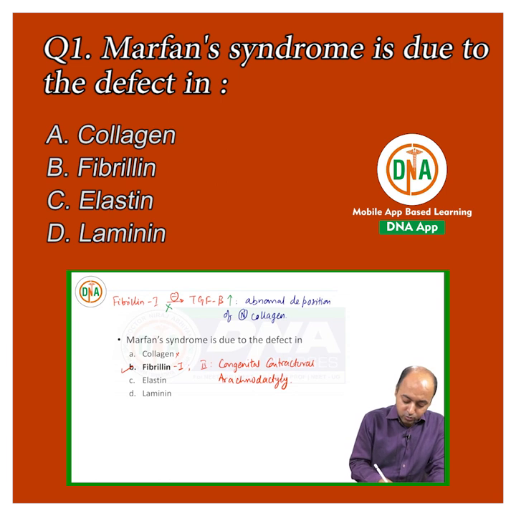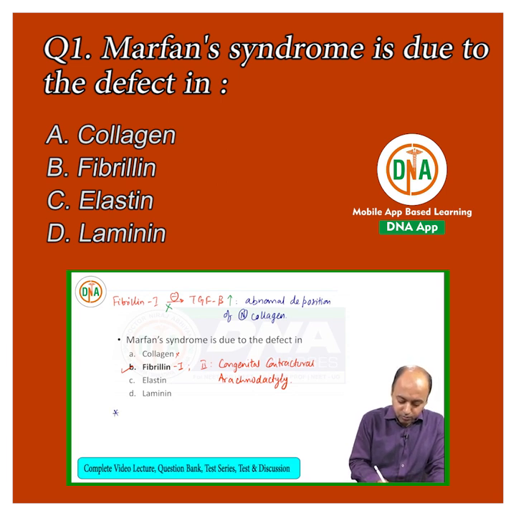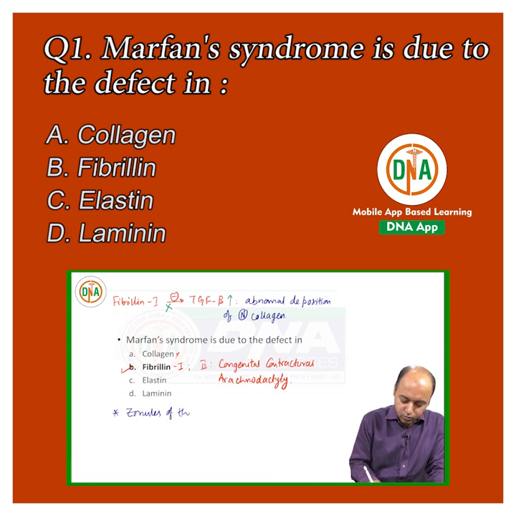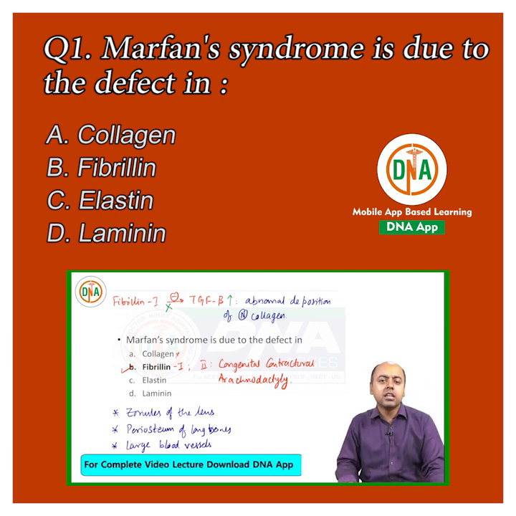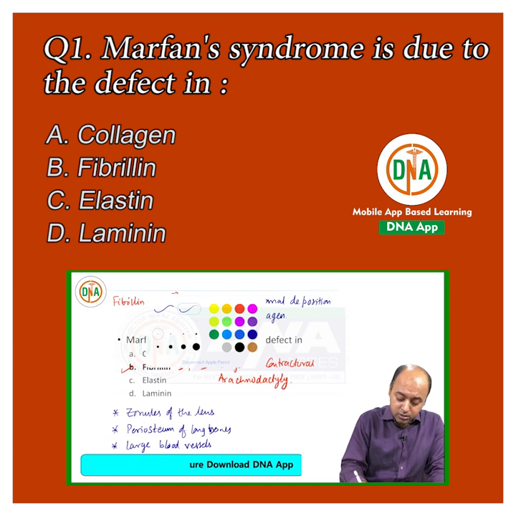and these include the zonules of the lens, the periosteum of long bones, and the large blood vessels. And the presentation or clinical findings in Marfan's correspond to these three locations.